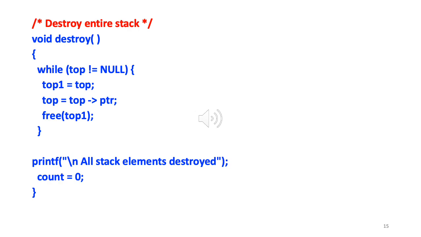And we say printf all stack elements destroyed, and of course the right thing to do is set the count as 0. Okay, so this is the destroy function. Hope it's clear. Okay.